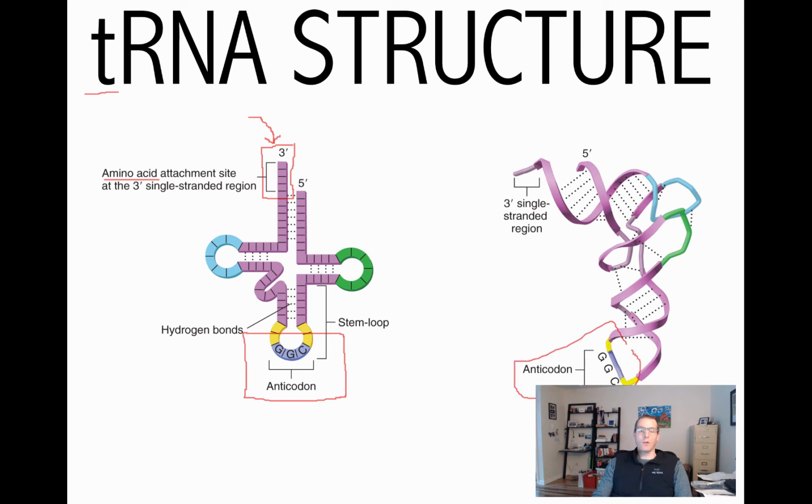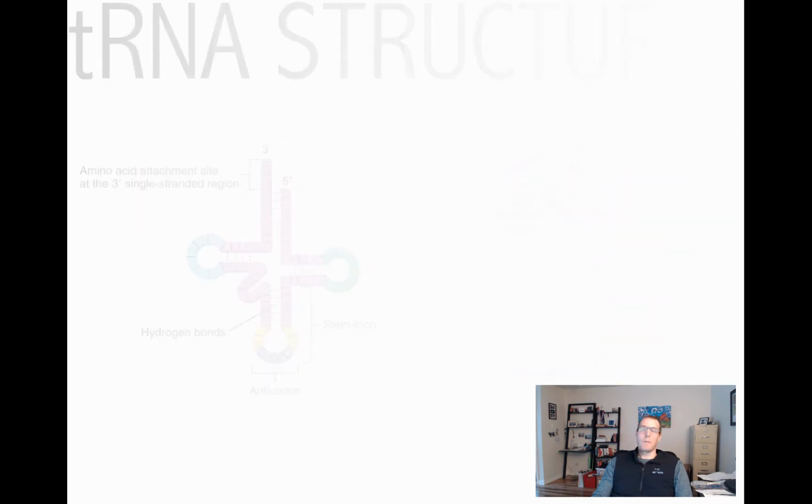So the anticodon is a critical part in deciphering the genetic code. So for every codon, there is a complementary anticodon, and the anticodon of a particular tRNA tells the ribosome which amino acid is appropriate to be inserted into the growing polypeptide chain.